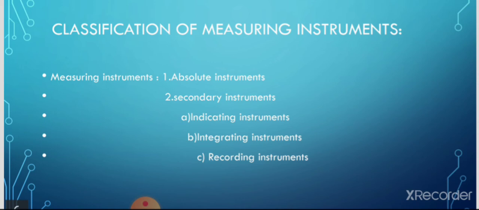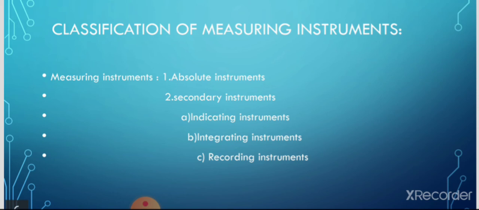Absolute instruments are those which give the quantity to be measured in terms of instrument constant, and whose deflection requires no comparison with any other standard instruments. An example is the tangent galvanometer. If you want to say it in simple words, it is the instrument which gives the direct value. That means it does not compare the measured value with any other value. Those instruments are known as absolute instruments.